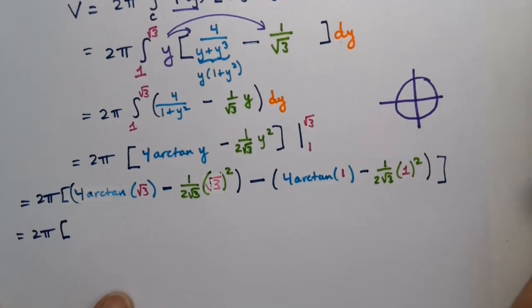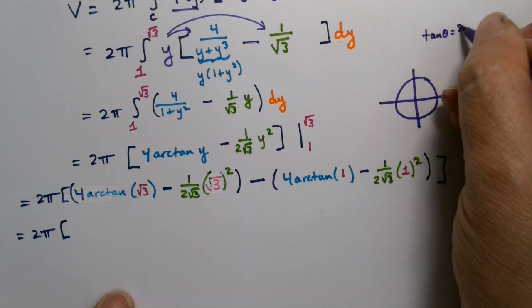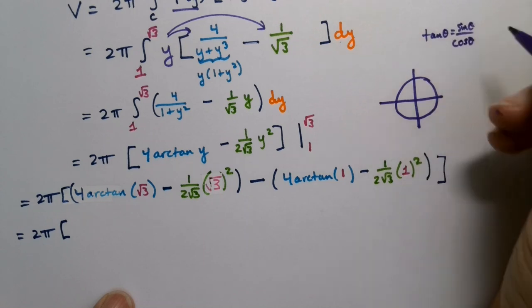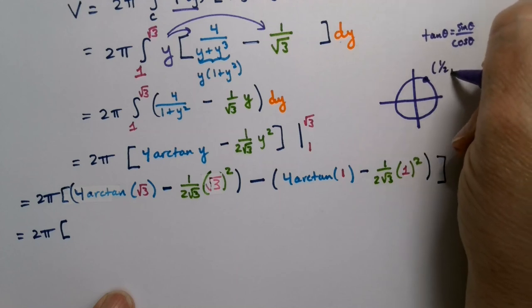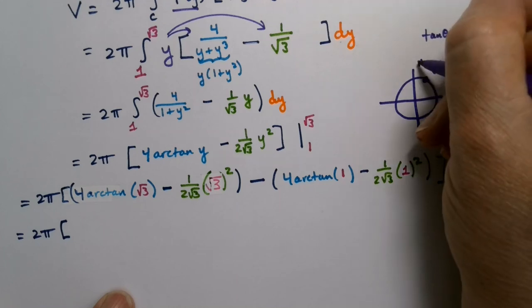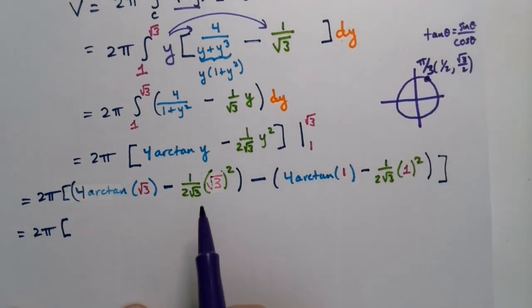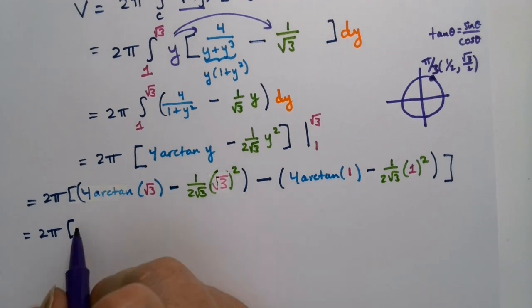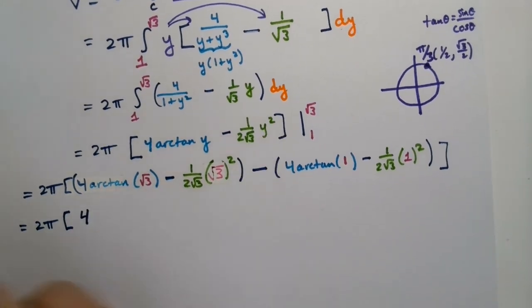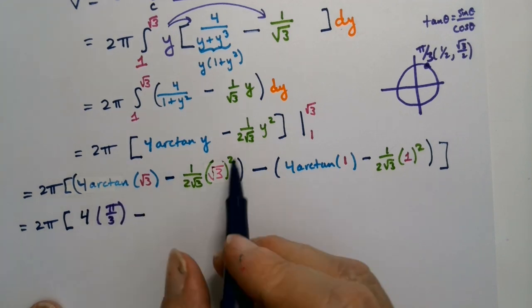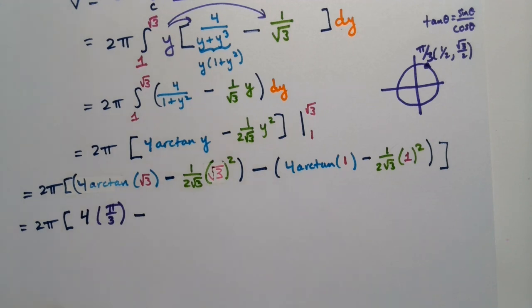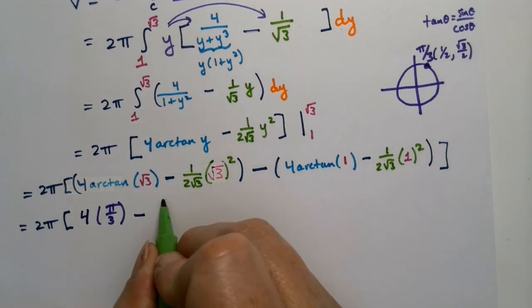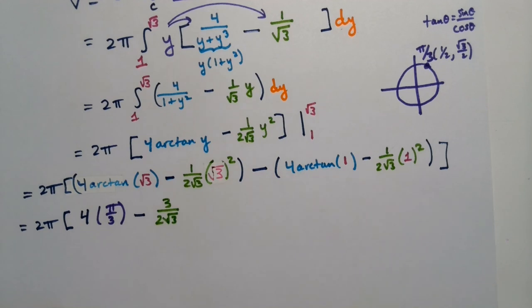Tangent is sine over cosine. Tangent of theta is sine of theta over cosine of theta. So we need an angle that has a sine that's the square root of 3 over 2, but a cosine that's a half. That way it'll work. And that's pi over 3. Right? So this one's pi over 3. No problem. So this is 4 times pi over 3 minus, well, the square root of 3 squared is 3, so that's 3 over 2 square root of 3. That's all there is to that one.